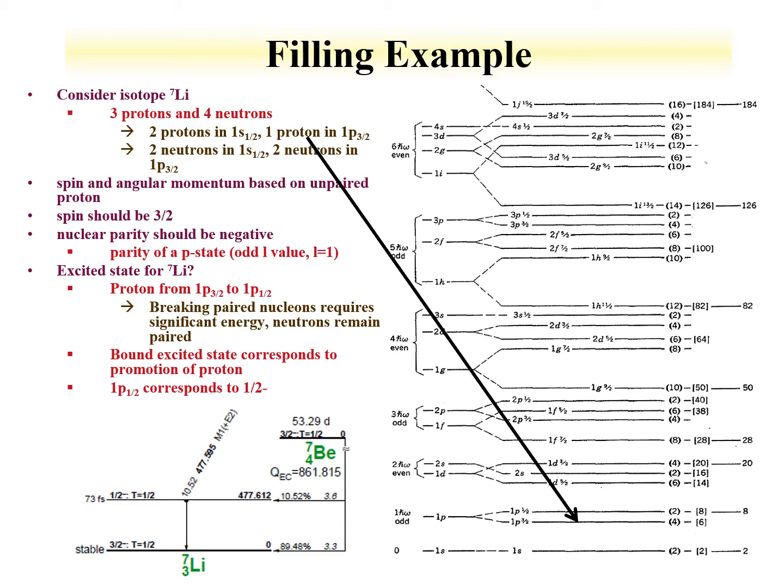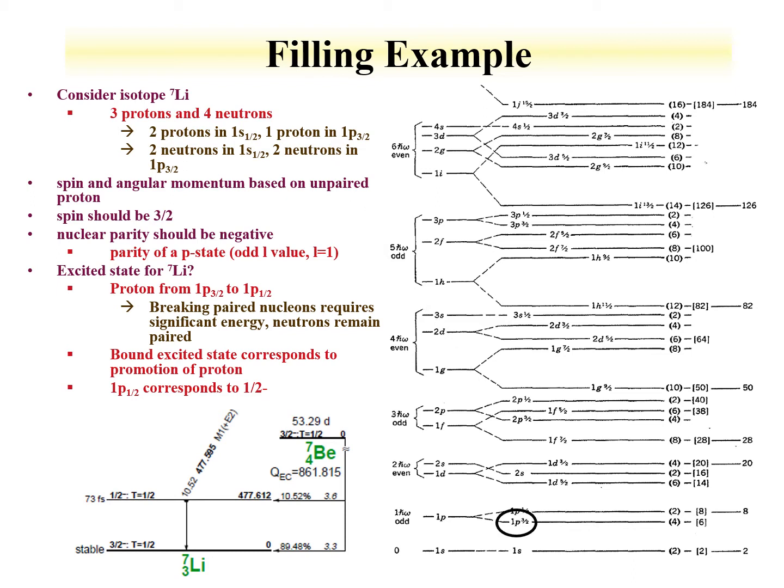The spin, if it's 1p 3/2, the spin should be 3/2. The parity is based upon the p state. It has an L value of 1, so the parity is odd, so the parity is negative. And as we see, lithium 7 is 3/2 minus, as predicted from the shell model.